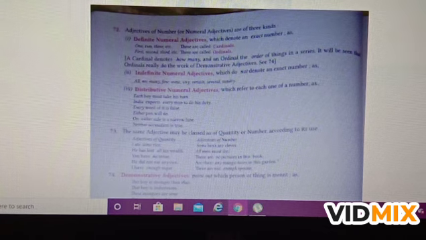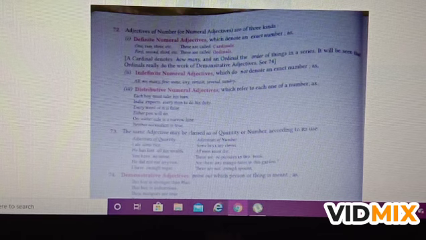The third one is distributive numeral adjective, which refers to each one of a number, as in each boy must take his turn. So I am distributing it. Each boy must take his turn means I am telling every boy to take their turn. So the word each over here is distributive numeral adjective.